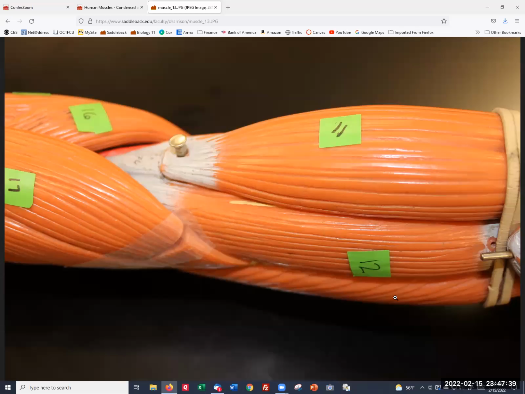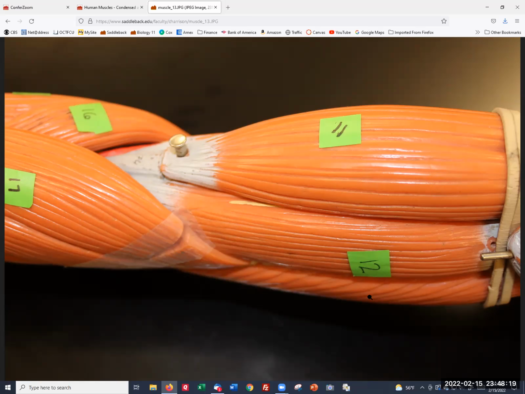Anybody want to guess what this muscle must be? If this is the brachialis and this is the biceps femoris, what's this one? We don't get to see it all. The worst or the best that you can be is wrong. I think the worst you can be is silent. So what if you miss it? Better to miss it here than on the test.